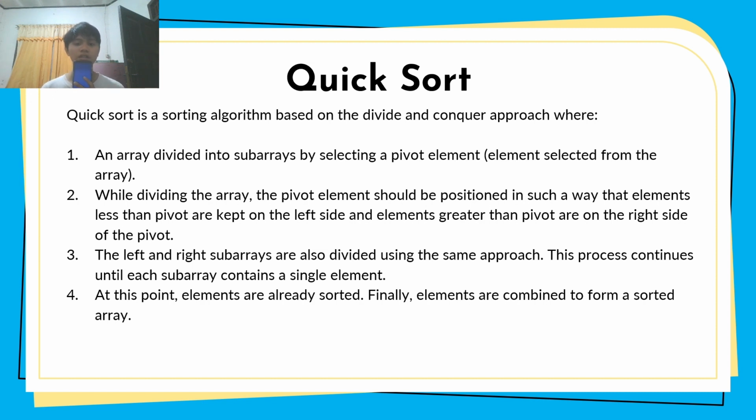While dividing the array, the pivot element should be positioned in such a way that elements less than the pivot are kept on the left side and elements greater than the pivot are on the right side of the pivot. The left and right sub-arrays are also divided using the same approach. This process continues until each sub-array contains a single element. At this point, elements are all sorted. Finally, elements are combined to form a sorted array.